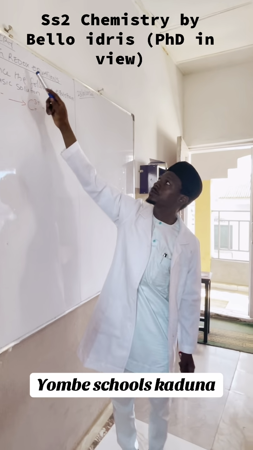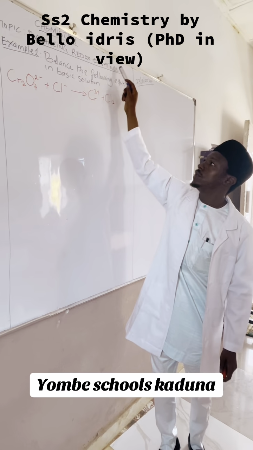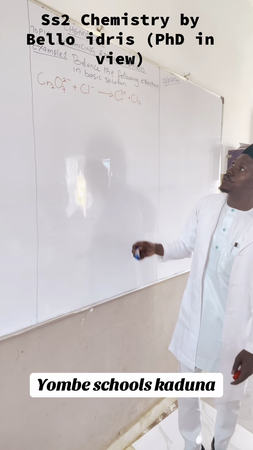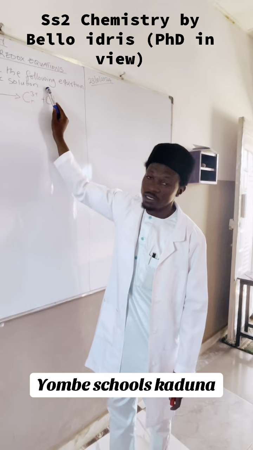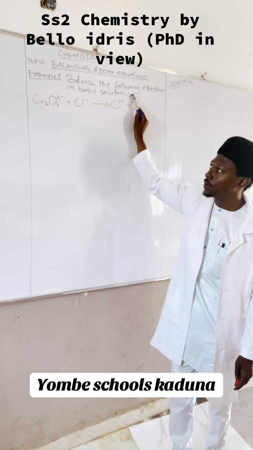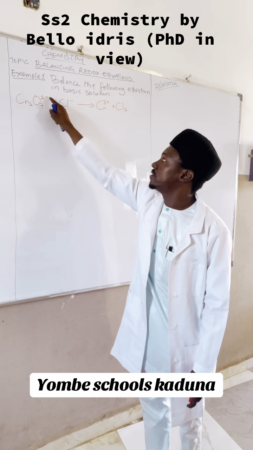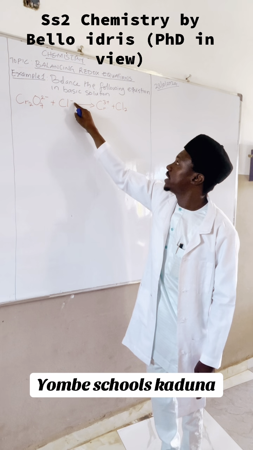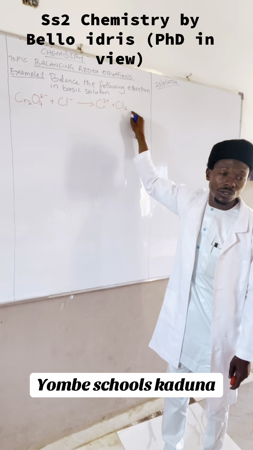Balancing of redox equations. Example 1: balance the following equation in basic solution, or in basic medium. The equation is Cr2O7^2- + Cl- gives Cr3+ + Cl2.